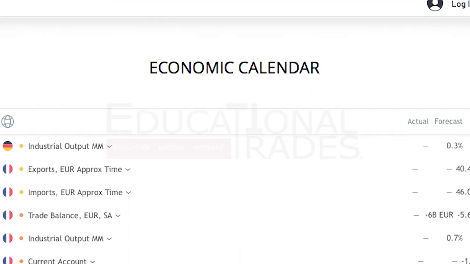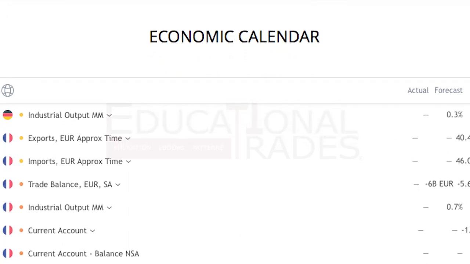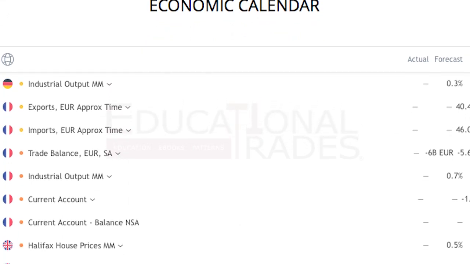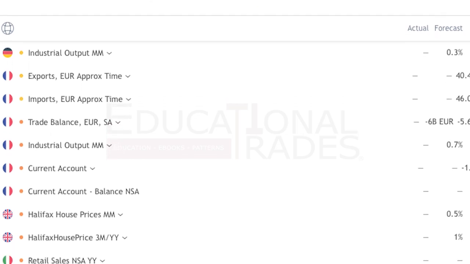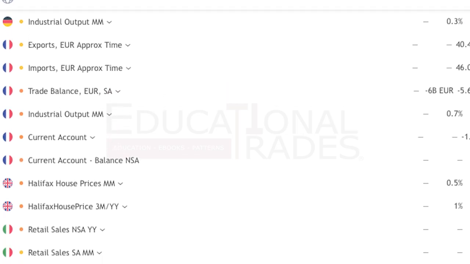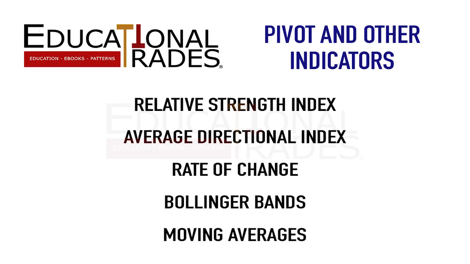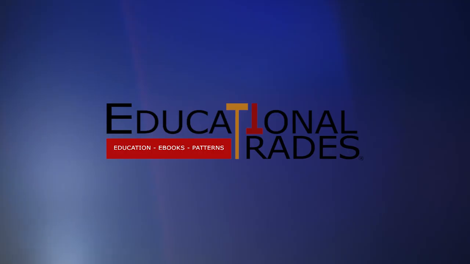Remember that it's always highly recommended to rely on more than one indicator, and on the economic calendar's news, when you want to trade. With the pivot point indicator you can combine many indicators, such as relative strength index, ADX, ROC, moving average, Bollinger Bands and others. We'll talk about these indicators in other videos.